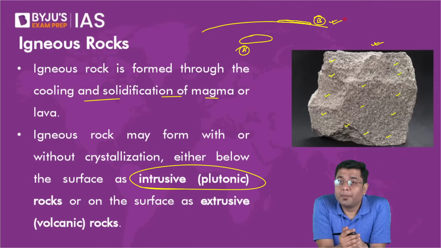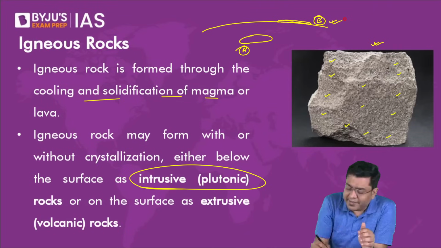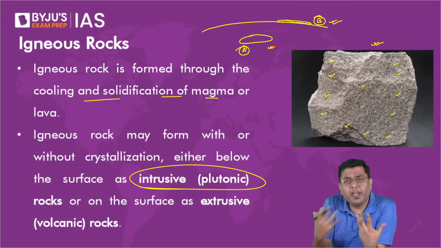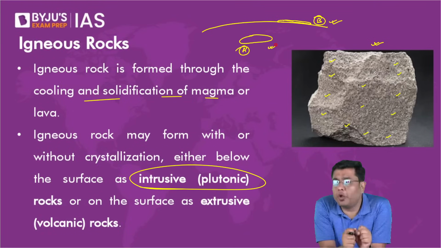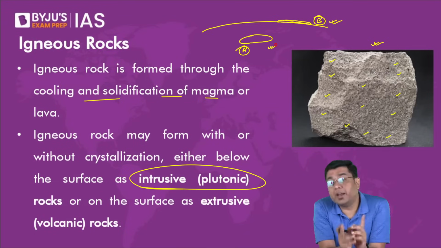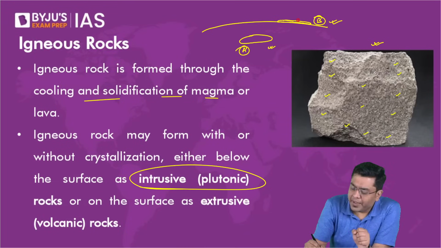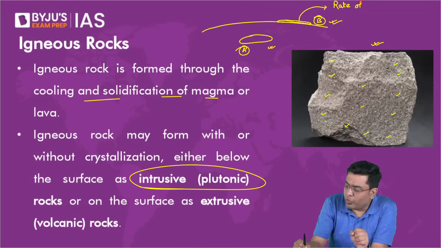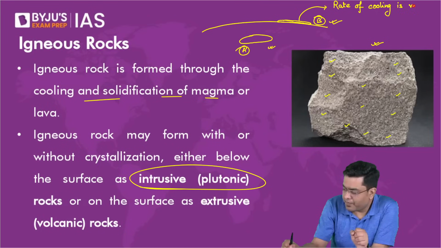Why? Because B is exposed to the outside atmosphere, which is much colder. And A is cooling down in the interior, where it is already hot. So the cooling down process will also be slow, isn't it? So that takes us to another concept. Here we know that the rate of cooling is very fast in one case, and the rate of cooling is very slow in the other.